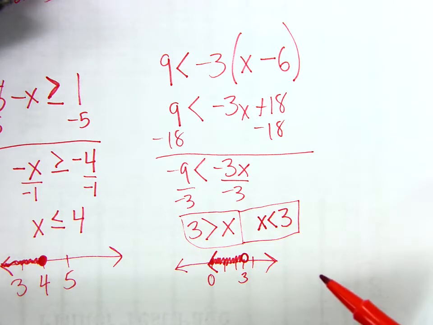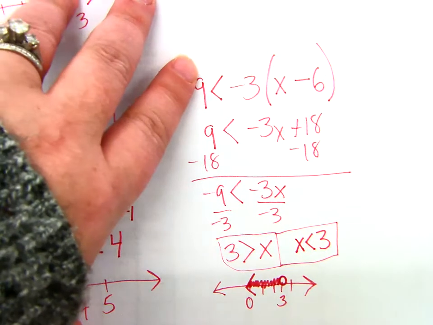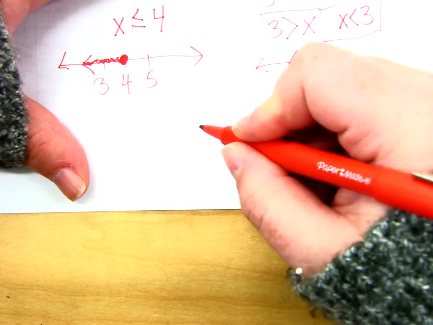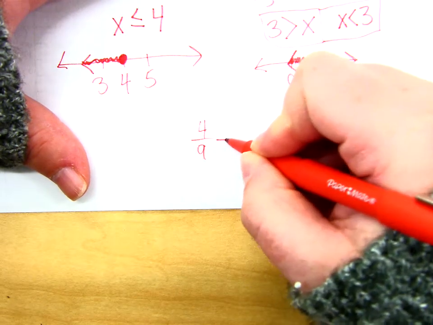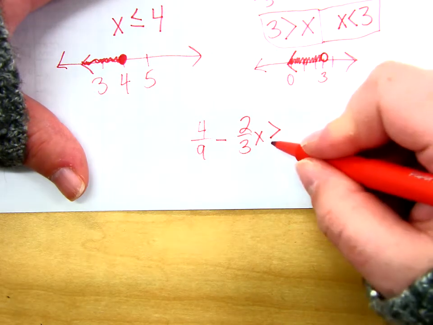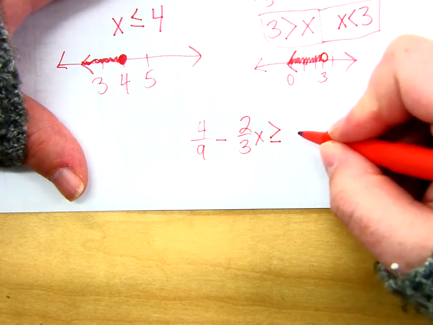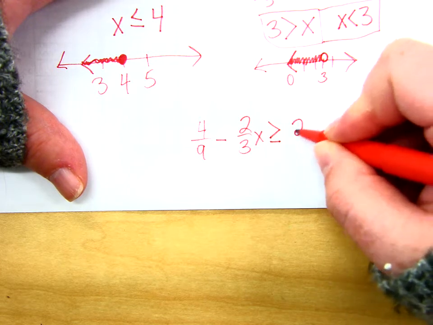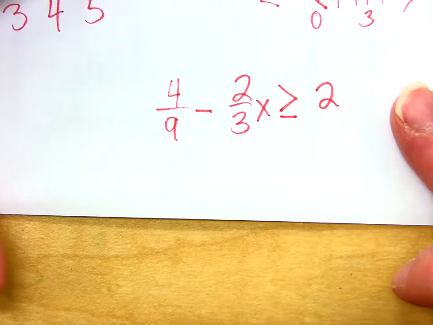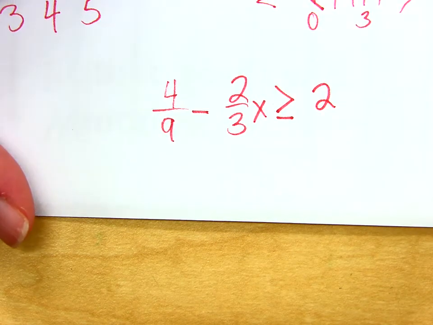So, does this make sense? You can even clear fractions with inequalities still. Same way. So, let's just do one with clearing fractions. Say you had, oh, I don't know, I'll just make it up. How about 4/9 minus 2/3 x is greater than or equal to, I don't know, 2. If you had something horrible looking like that, you absolutely can still clear fractions. It all works the same way.